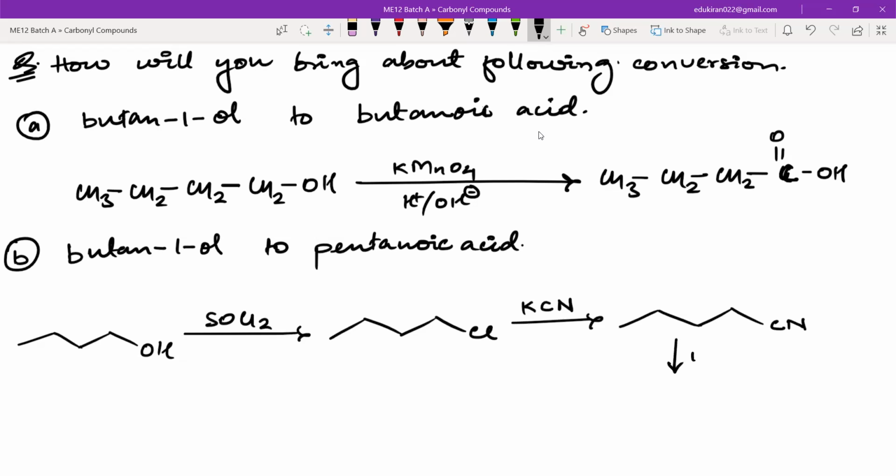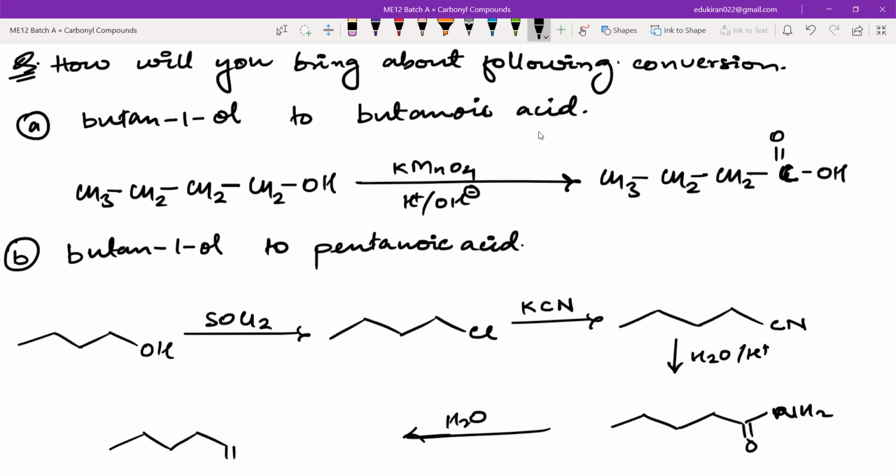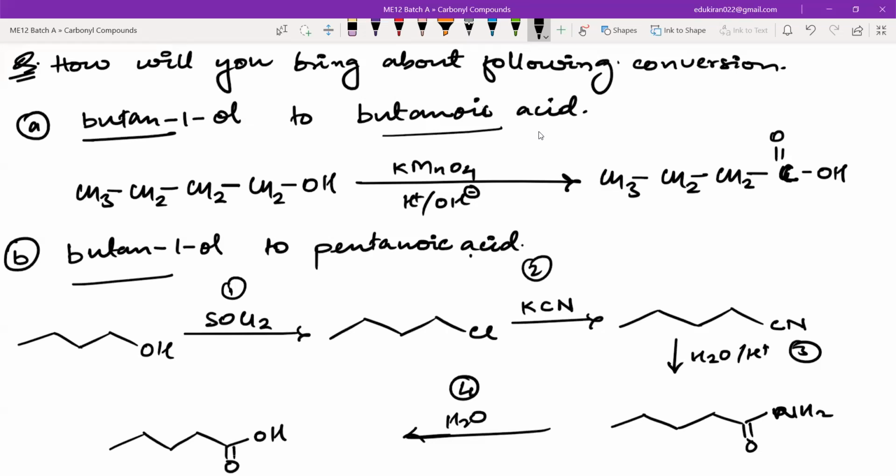Then I can add water in the presence of H plus, and I will be getting an amide. Yes or no? And then further hydrolysis is going to give me pentanoic acid. Okay, so see, there's a slight difference: butan-1-ol to butanoic acid is one step. But butan-1-ol to pentanoic acid, how many steps? This is the second step, third step, and this is the fourth step. So whenever you have addition of one carbon atom, please remember this reaction is very important: the reaction of alkyl halide with KCN.